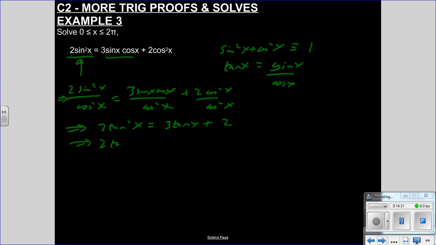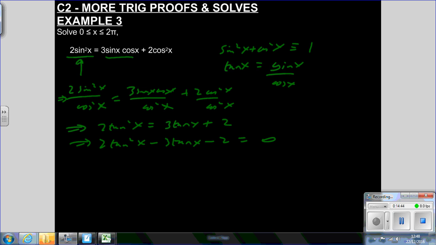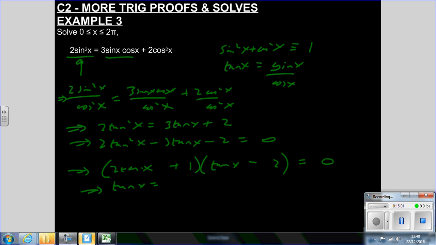Now we get 2 tan squared x minus 3 tan x minus 2 is 0. And now we have a quadratic in terms of tan, which we can factorize. So we could say 2 tan x plus 1 times tan x minus 2 equals 0, and therefore tan x is minus a half, tan x is 2, and now we would solve.